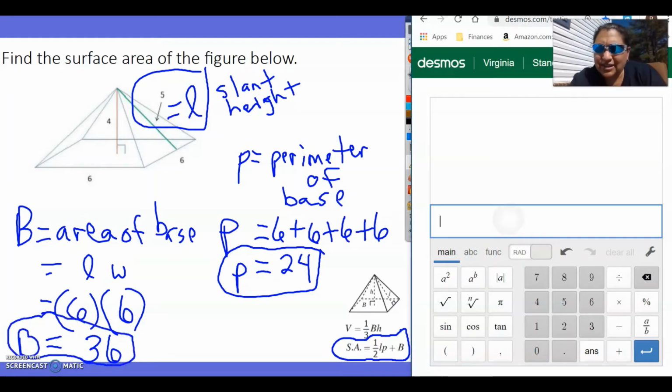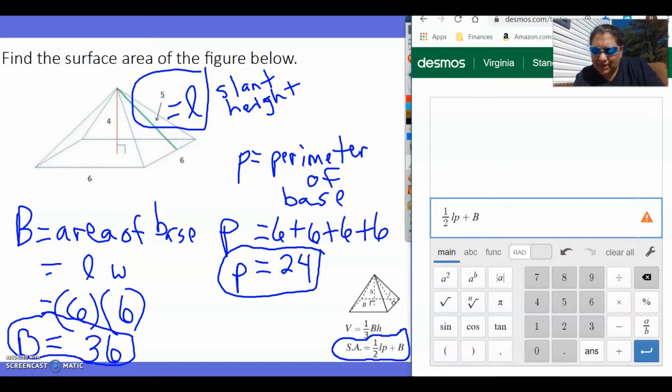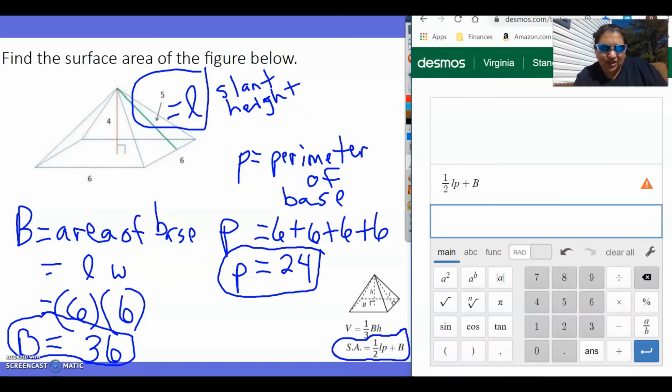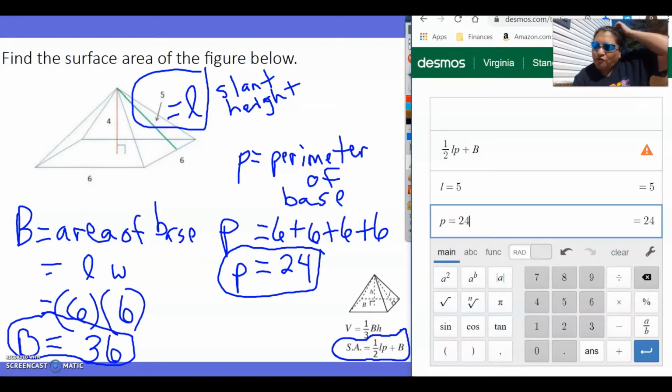So when we come over here to our calculator, let's just put the formula in first. We have 1/2, use my arrow to move over, L times P, and then plus big B. So now let's fill in our numbers. We know L, the slant height, equals 5. It's that side that is slanted on the edge. We figured out the perimeter of the base. P was 24 because we added all 4 sides together and they were all 6.